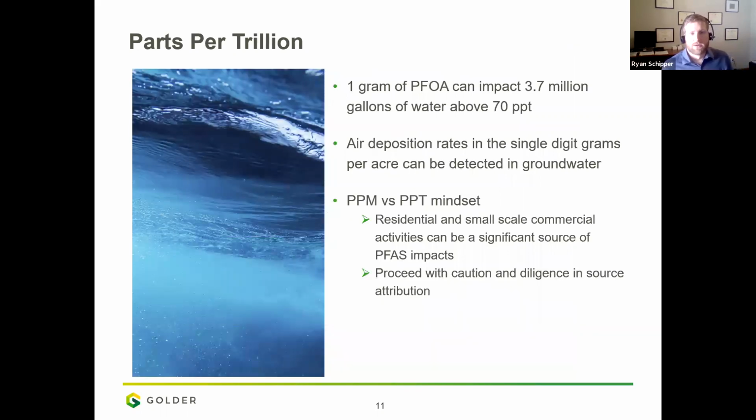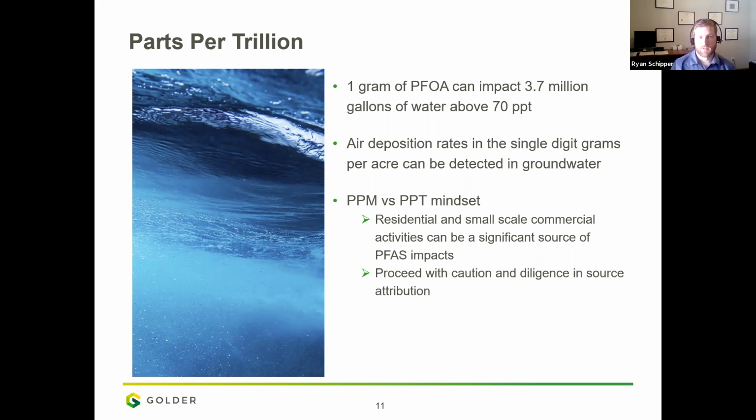So some of this, just to put this into a little bit of perspective, we talked a lot about some of the limits. Many of them are in the parts per trillion range. And I think it's kind of important to understand what we're talking about, and maybe a little bit of the difference between a parts per million and a parts per trillion mindset.